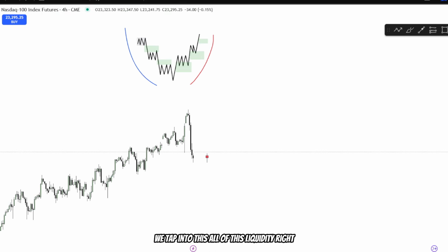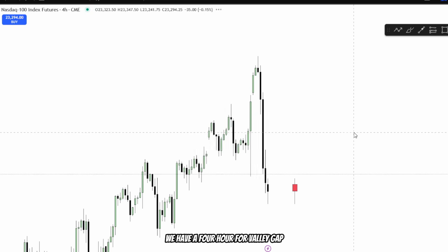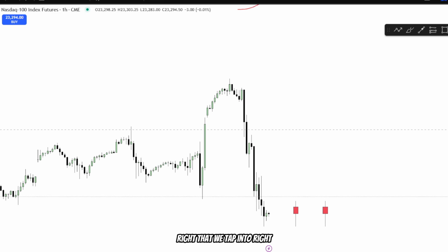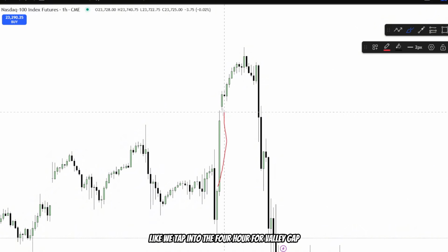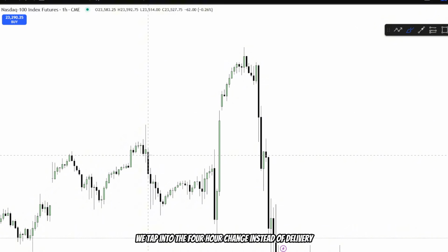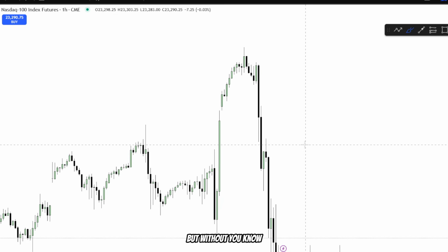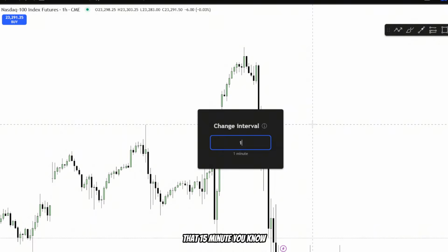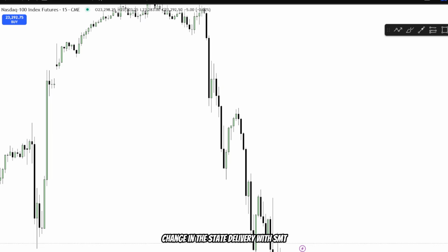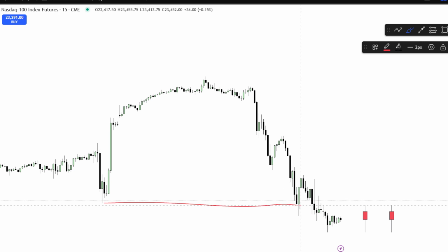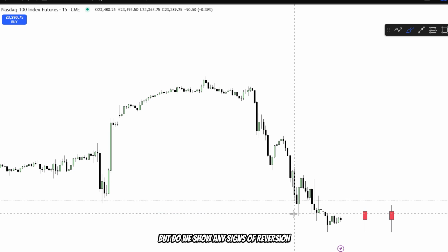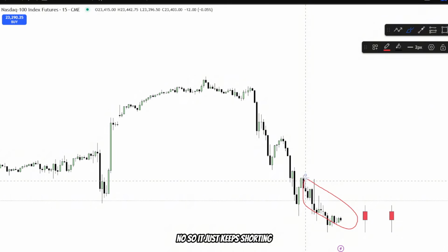We tap into all of this liquidity, right? We have a 4-hour fair value gap that we tap into, right? But we don't show any signs of reversion. We tap into the 4-hour fair value gap, we tap into the 4-hour change in the state of delivery, but without that 15-minute change in the state of delivery with SMT, are we actually going to reverse? No, right? We met the higher time frame draw on liquidity here, but do we show any signs of reversion? No, so it just keeps shorting. You get it, right?